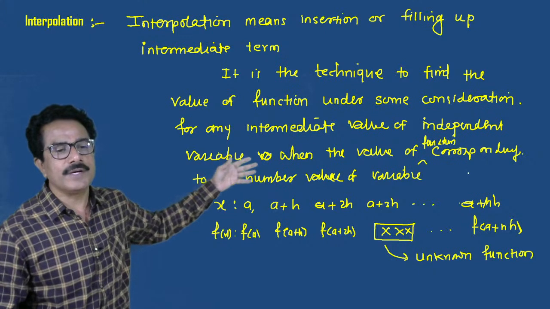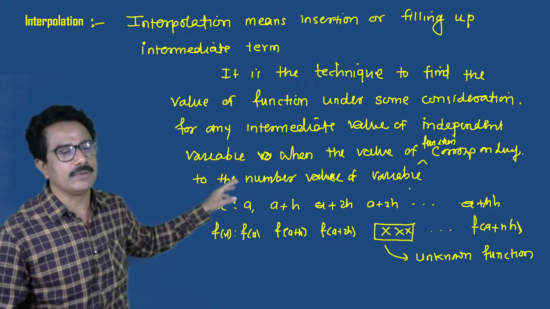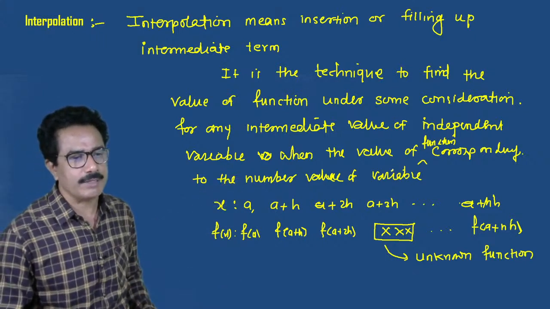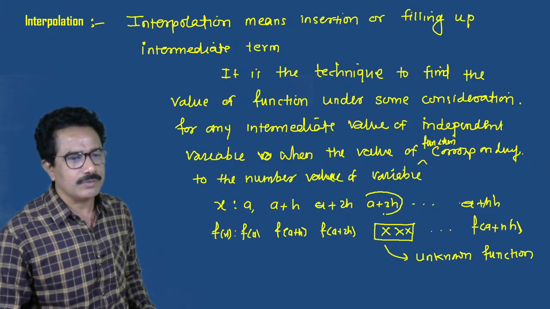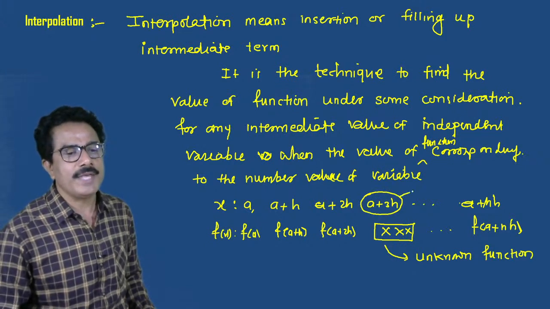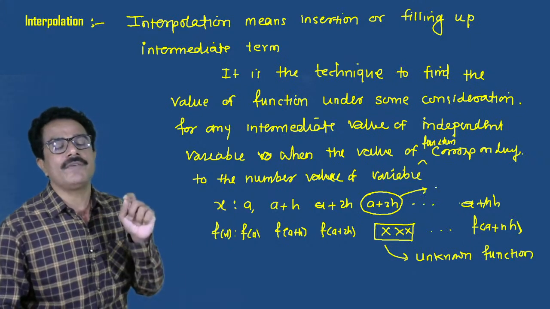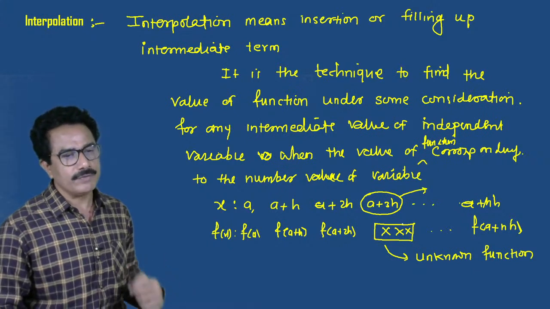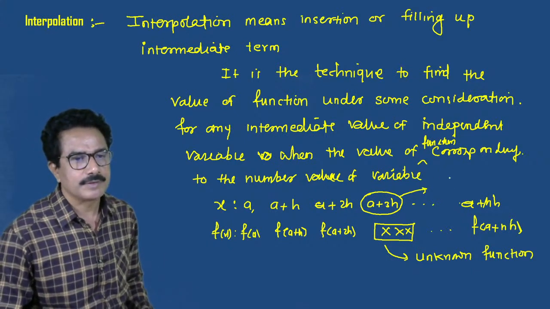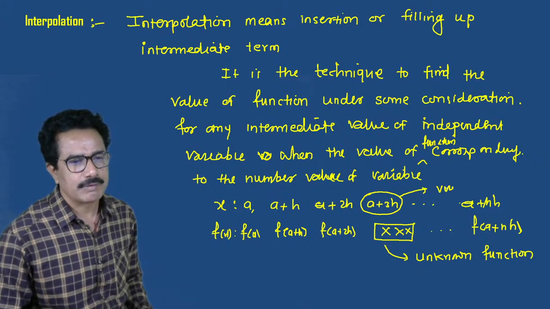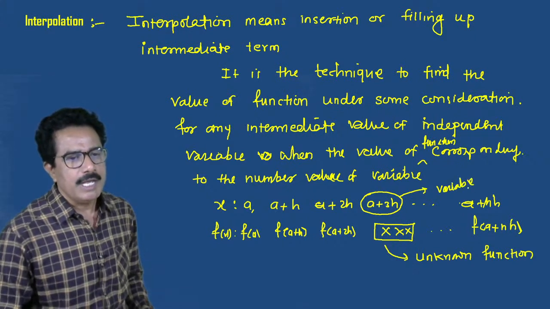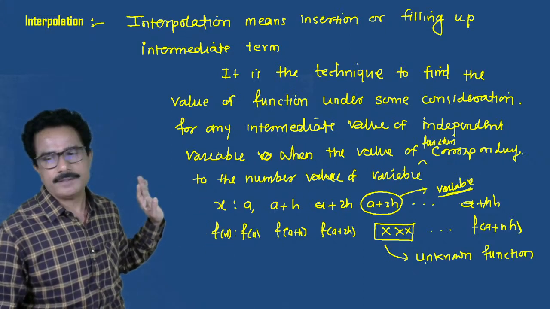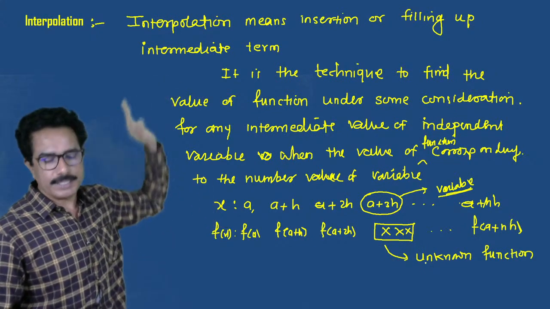When the value of the function corresponding to the number of values of the variable is given, see this. This is the unknown function. We have to find f of a plus 3h; that is the unknown function. Our aim is to find the value of the unknown function for this variable. So this process is called interpolation.